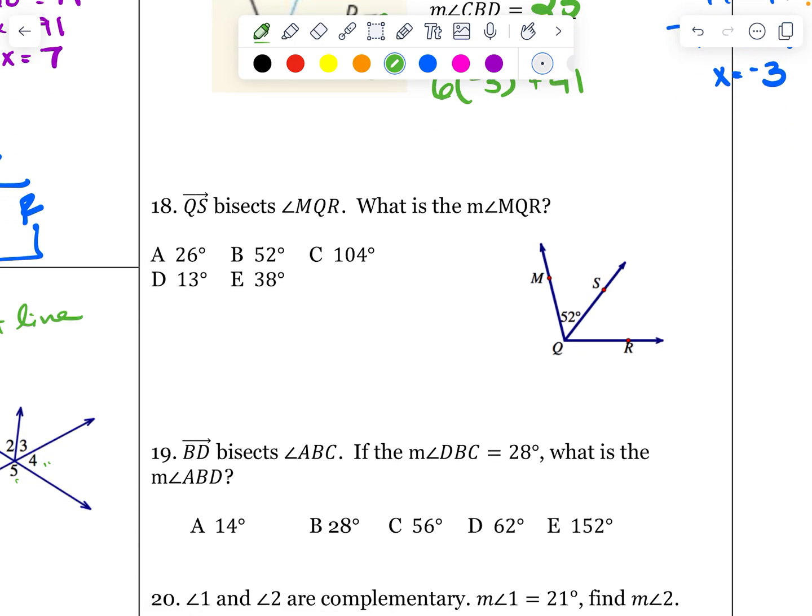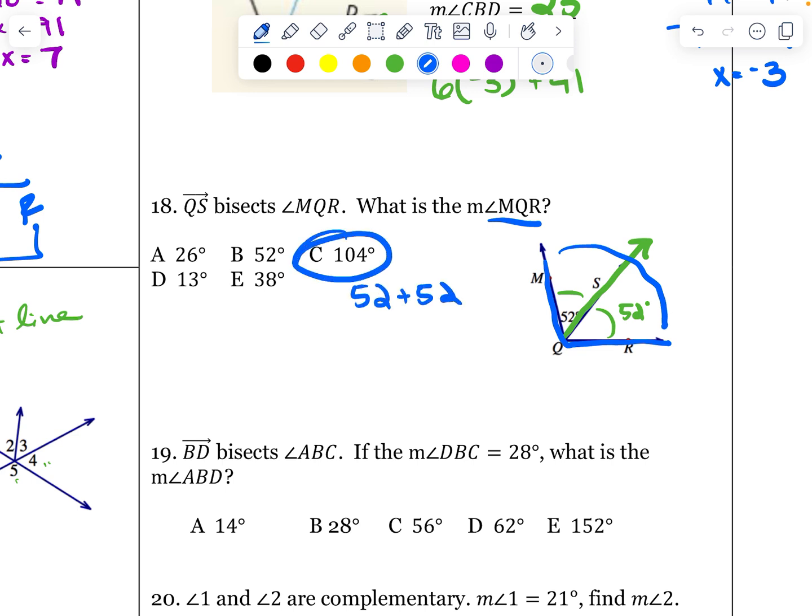QS bisects. So if you have a bisector, it means it cuts it in half. Those two are equal. So if that's 52, that's 52. What is the measure of MQR? MQR is the whole thing. So I have to do 52 plus 52 is 104.